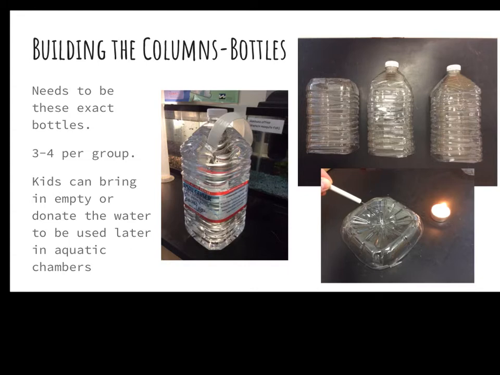So my students can either bring in the bottles empty, so they drank the water, or they can bring it in full and donate the water to be used later in the aquatic chambers. And so they're going to cut the bottles to look like this. And I hand out specific instructions with pictures. It's a picture guide to help them build the eco columns. And then they're also going to use a poker and a tea light to poke holes in the sprinkler. And the sprinkler is going to go on the very top of the column.